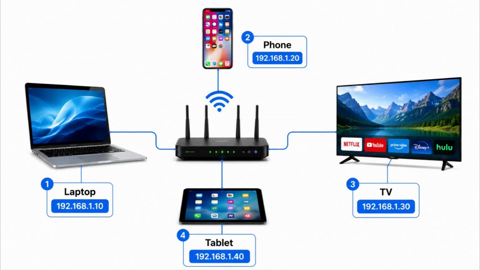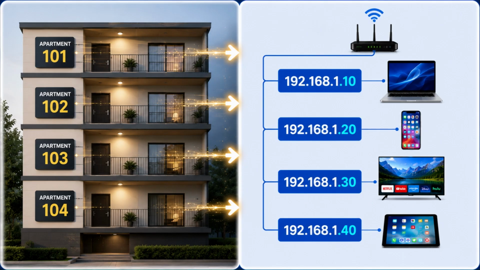Private IP address. Inside your home network, every device gets its own address. Example, laptop has an IP address, phone has an IP address, TV has its IP address, tablet has its IP address. These are called private IP addresses. Think of them like apartment numbers inside a building, like apartment 101, 102, 103, 104. The apartment numbers help people inside the building identify each apartment. Similarly, private IP addresses help devices inside your local network identify each other.